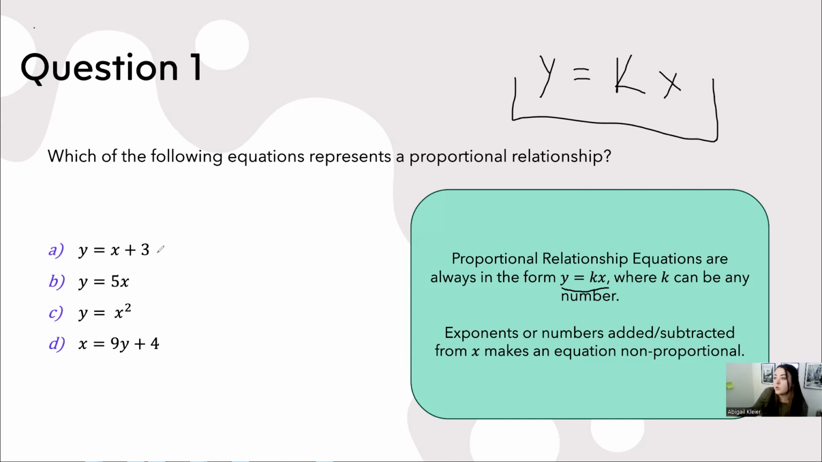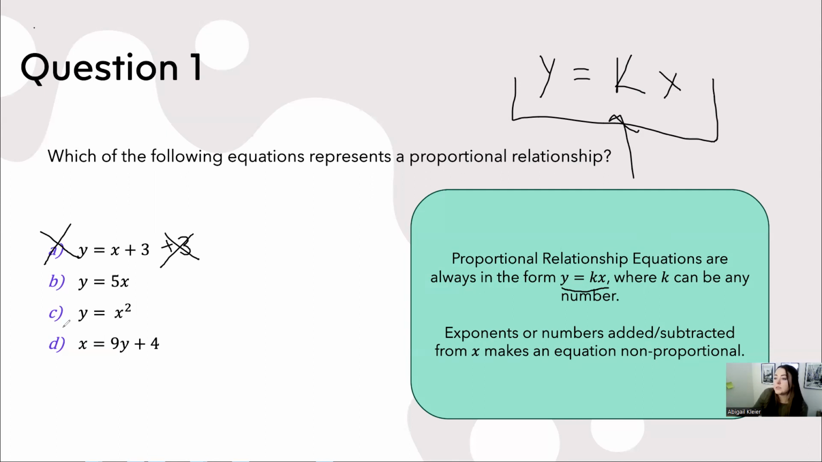So the issue with adding 3, for example, to an equation is now it's no longer touching the origin. So A cannot be an answer because this is not following our format of y equals kx, where k can be any value. Let's look at B, y equals 5x. So far that one looks good. We're not going to cross it off. It does follow our format of y equals kx, where k can be any number.